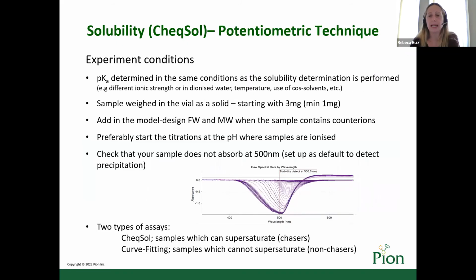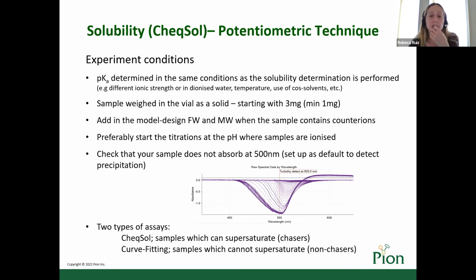The pKa's of the samples need to be determined, and they have to be determined in the same conditions as the solubility is determined. For example, if we change the ionic strength for our solubility, then we have to use the same ionic strength for our pKa, the same for the temperature or the solvent used. And not only the solvent, but the percentage of the solvent that we are using.